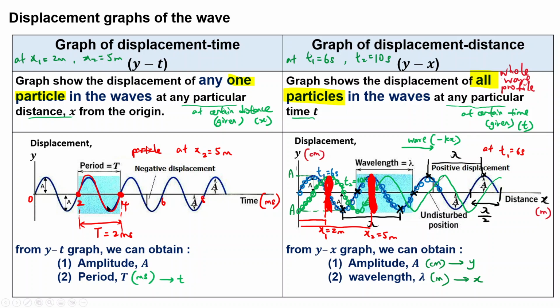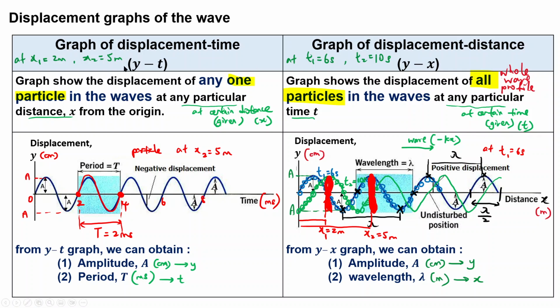This one can also show the amplitude. Let's say our amplitude is in centimeters, so our amplitude is also in centimeters. It also shows the amplitude. The amplitude must follow the y-axis, which is in centimeters. Class, do you understand?